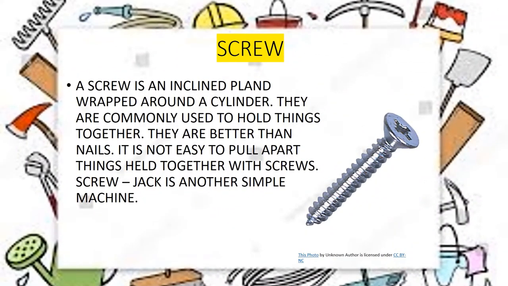Screw. A screw is an inclined plane wrapped around a cylinder. They are commonly used to hold things together. They are better than nails. It is not easy to pull apart things held together with screws. Screwjack is another simple machine.